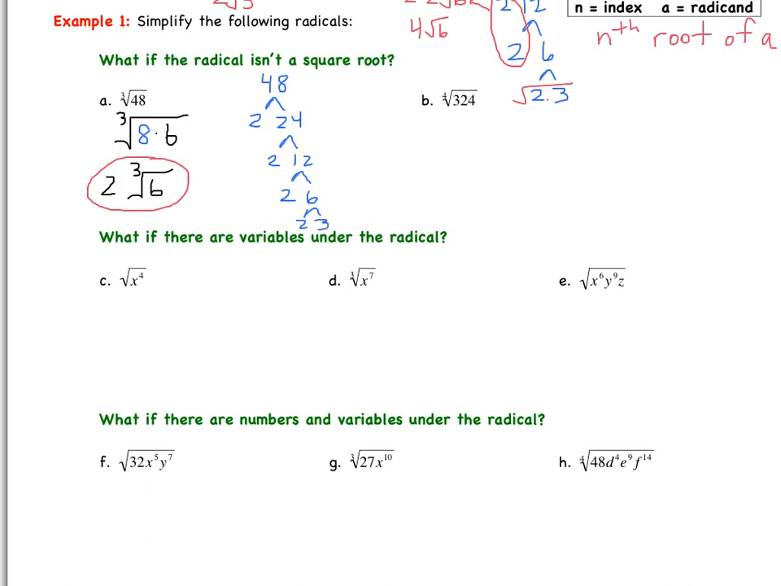Only this time, our index tells us how many numbers we need as a triple. So now we need groups of 3 numbers, 3 of the same. So we take a look. Well, we've got one group of 3 of the same number, and that's as good as it's going to get. So we pull a 2 out, and the rest of the numbers I multiply together, and that's what stays underneath our radical. So it's a little bit different there.